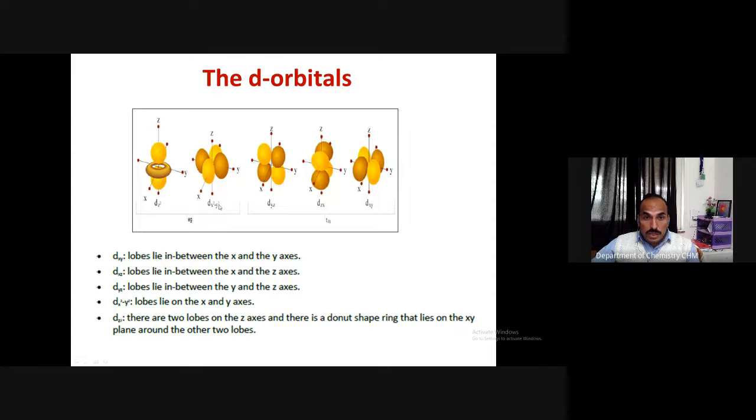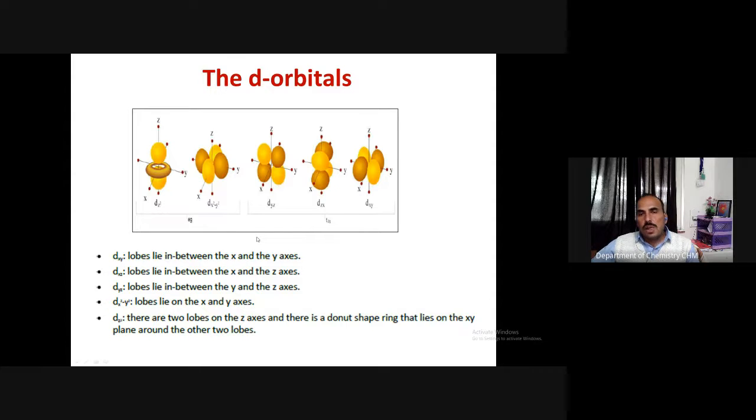Dx square minus y square and dz square have their lobes along the axes. Dx square minus y square has lobes around the x and y axes. While the other three orbitals, dyz, dxz, and dxy, have their lobes in between the axes. There are three axes, x, y, z, and their lobes are in between the axes. So this is how all five d orbitals look different.